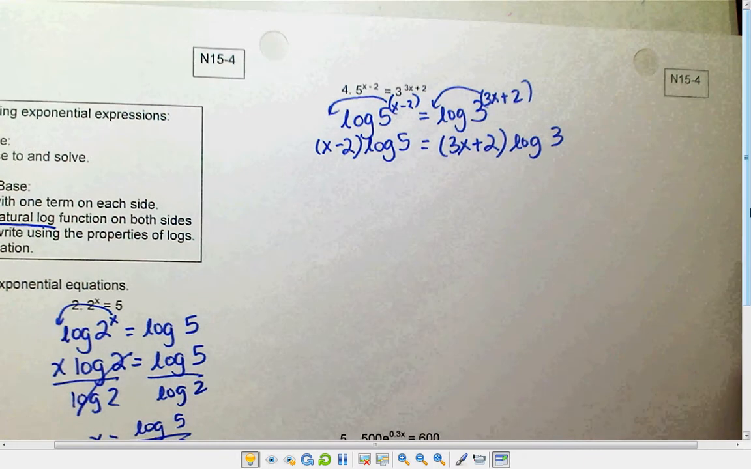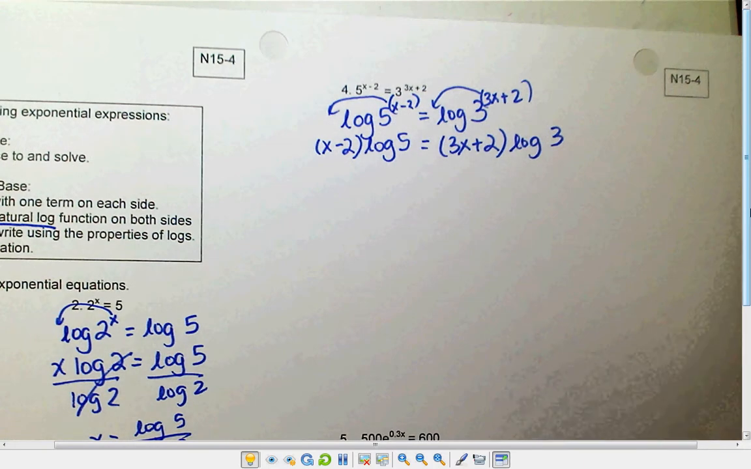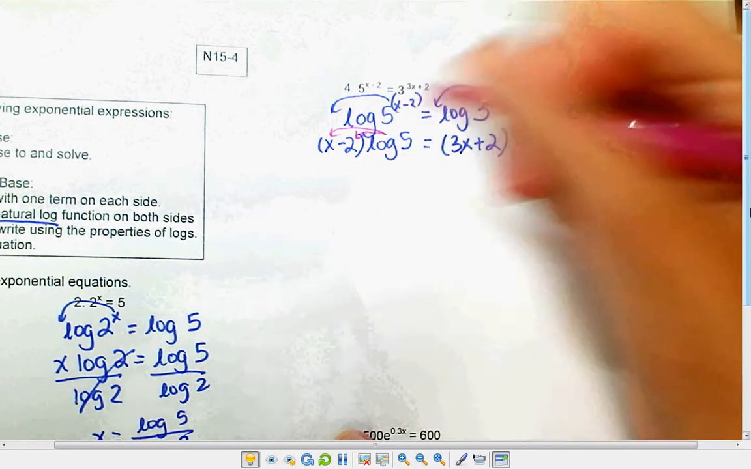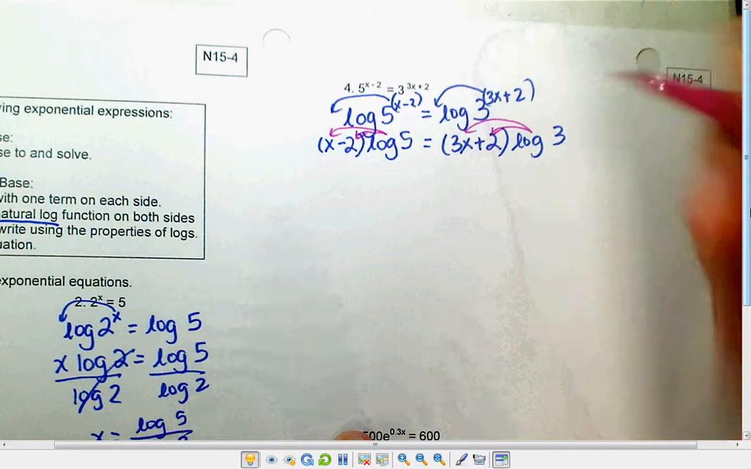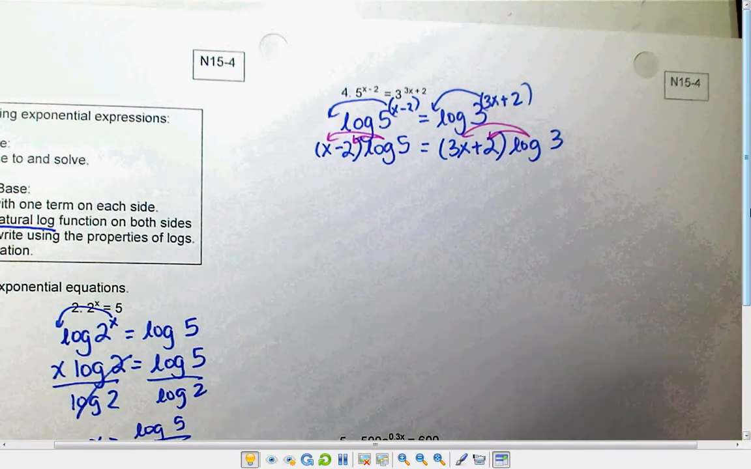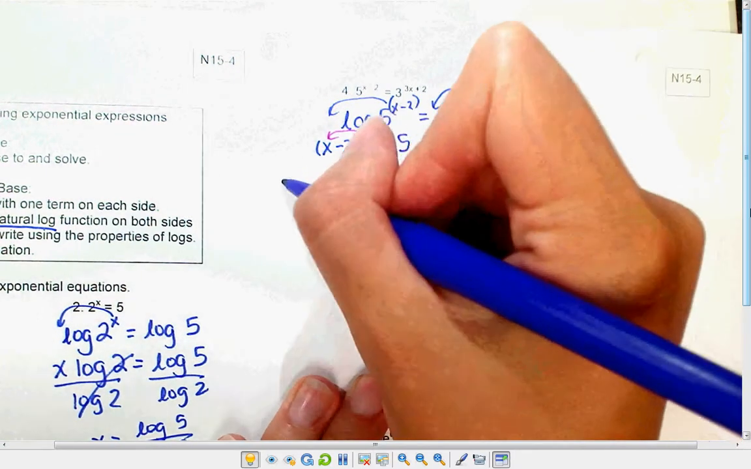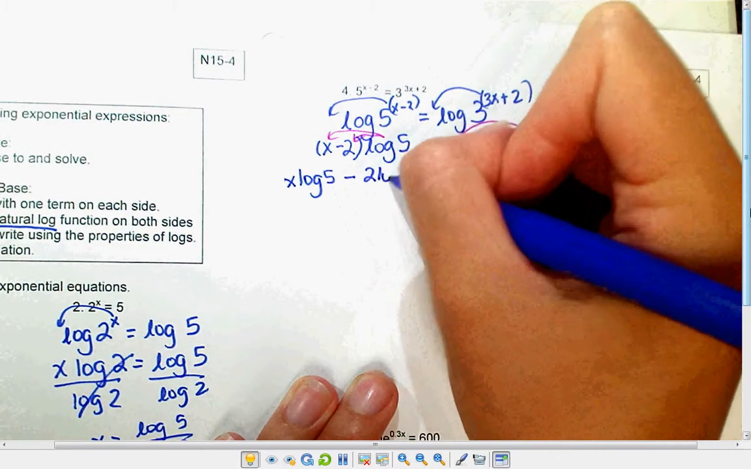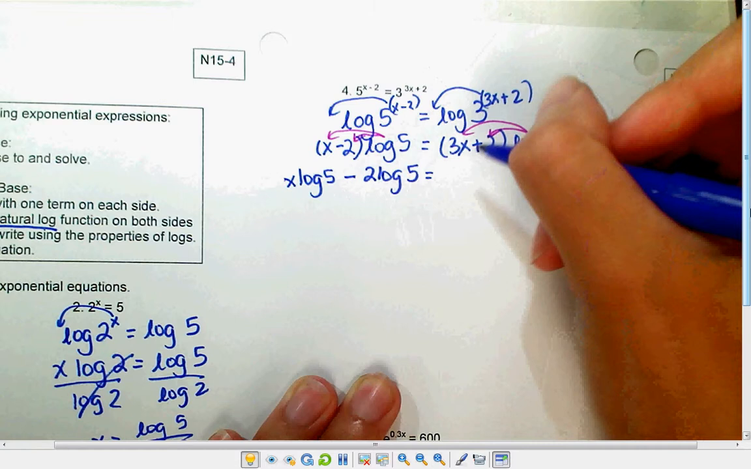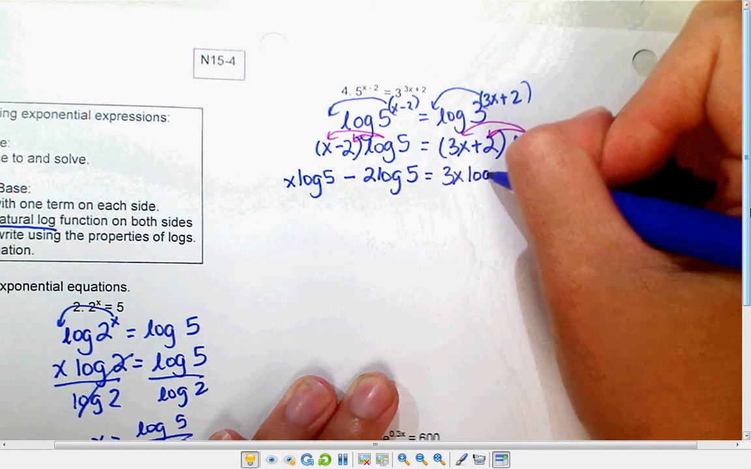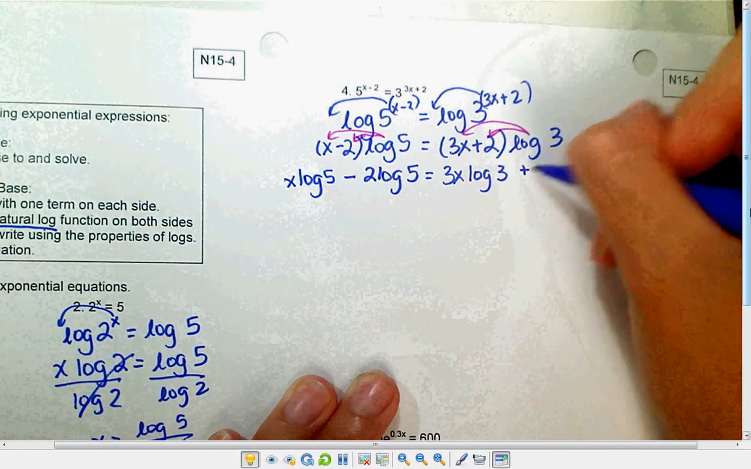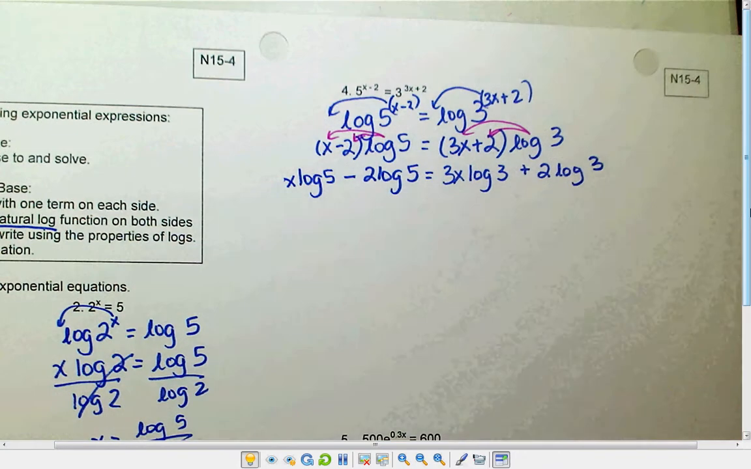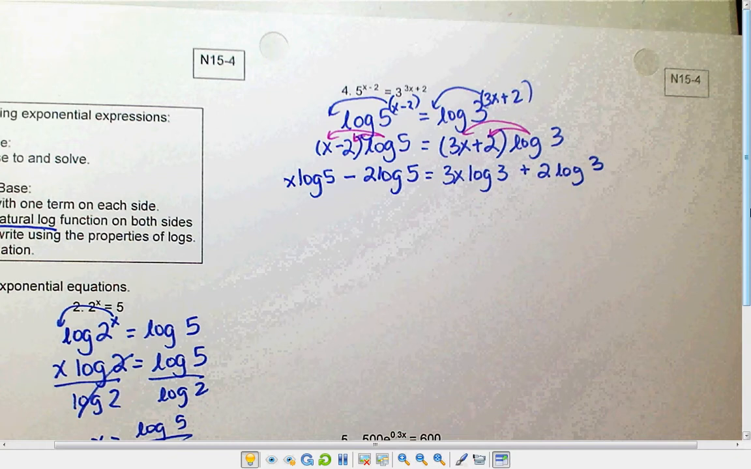Notice for this one, there's two terms. So what I'm going to have to do next is distribute my log of 5 to both of these terms and my log of 3 to both of these terms. So this turns into x log of 5 minus 2 log of 5 equals 3x log of 3 plus 2 log of 3. So I distributed my log 5 and log 3.